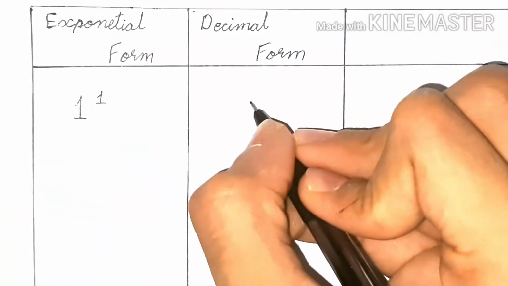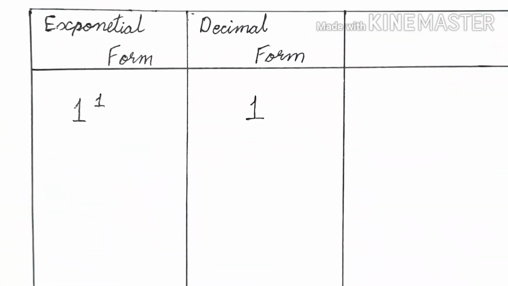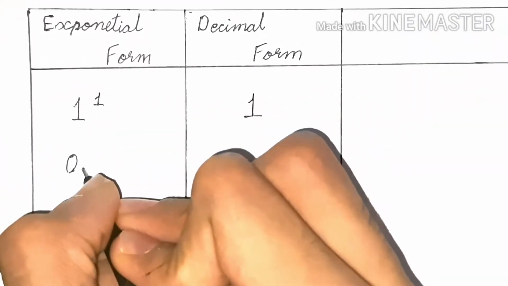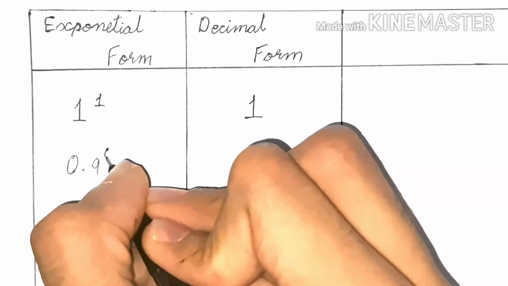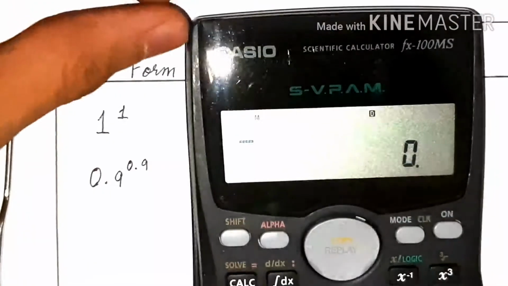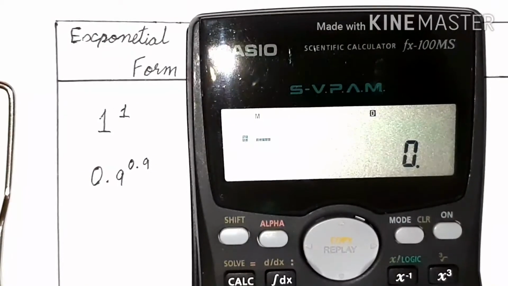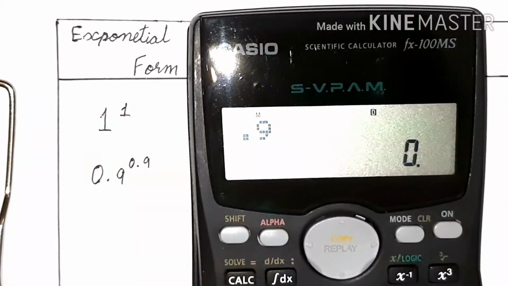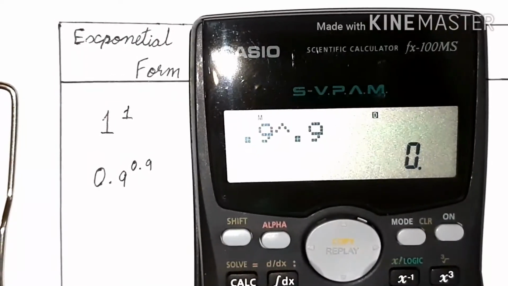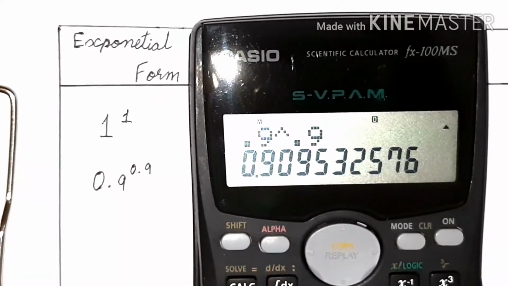Then we'll go to 0.9 raised to 0.9. Let's take a calculator and check the value. So we have 0.9 raised to 0.9. Okay, so the answer is 0.909. We'll note it down.